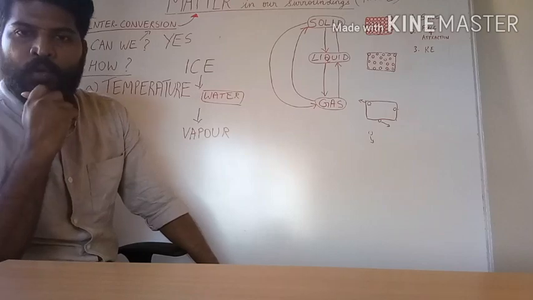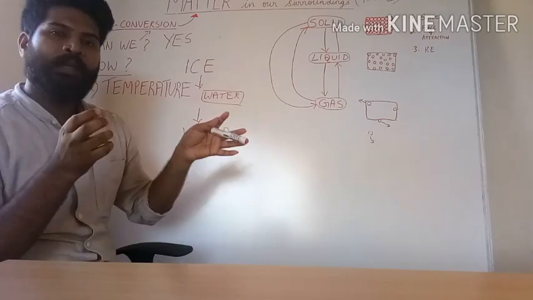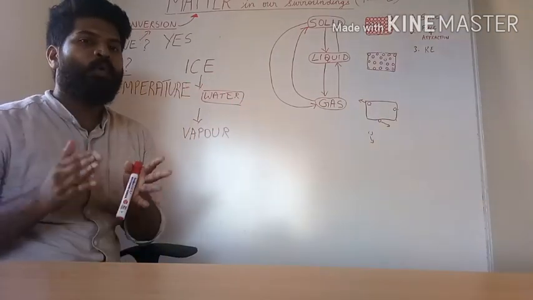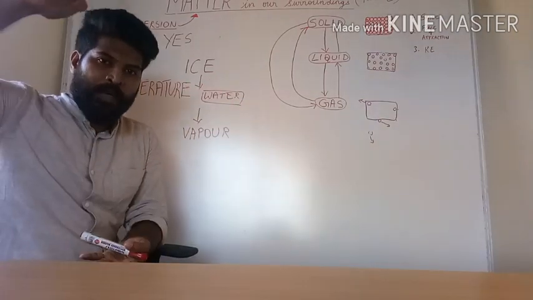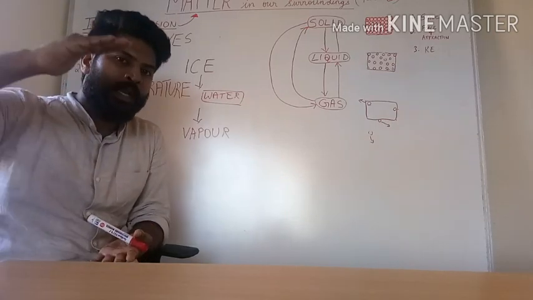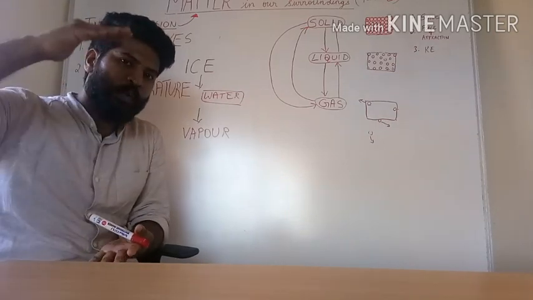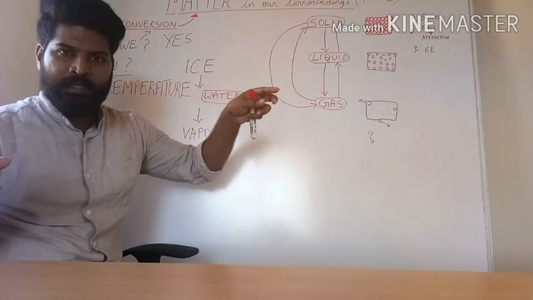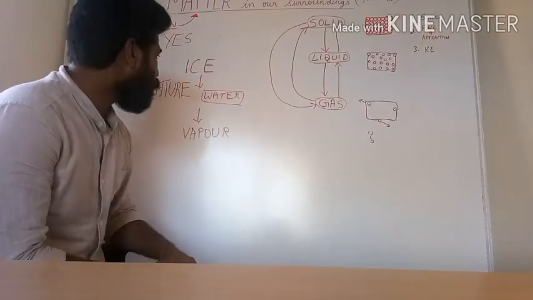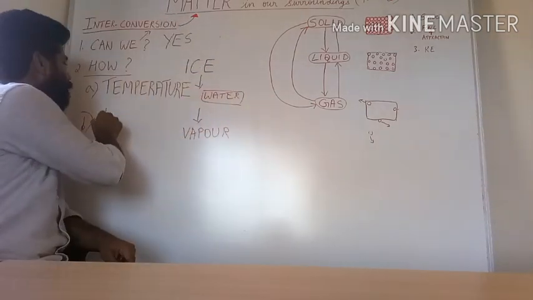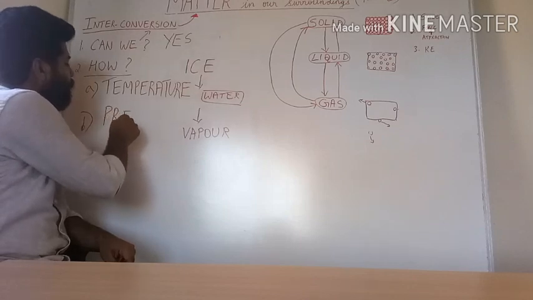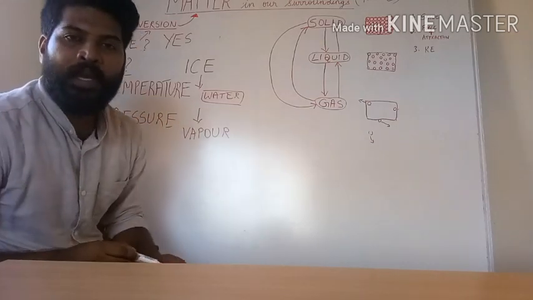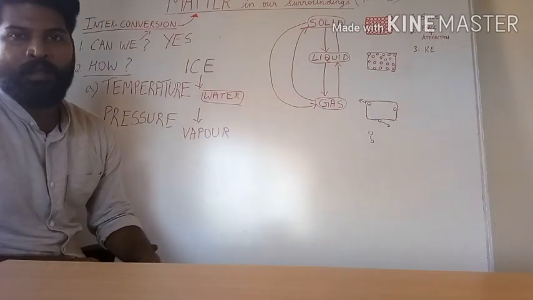How did they achieve that? Because we know in gas, particles are moving here and there. So in an LPG cylinder, what essentially they have done is they have compressed the gas, isn't it? They have applied force, they have applied pressure. On application of pressure, particles come closer. So by changing the pressure, also we can convert one form of matter into another form.